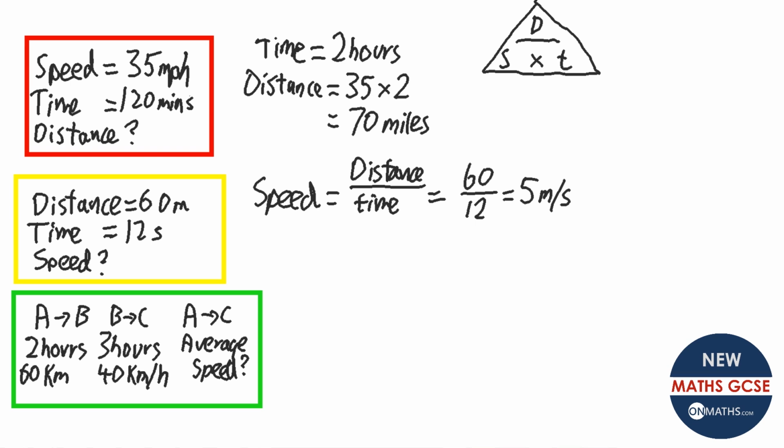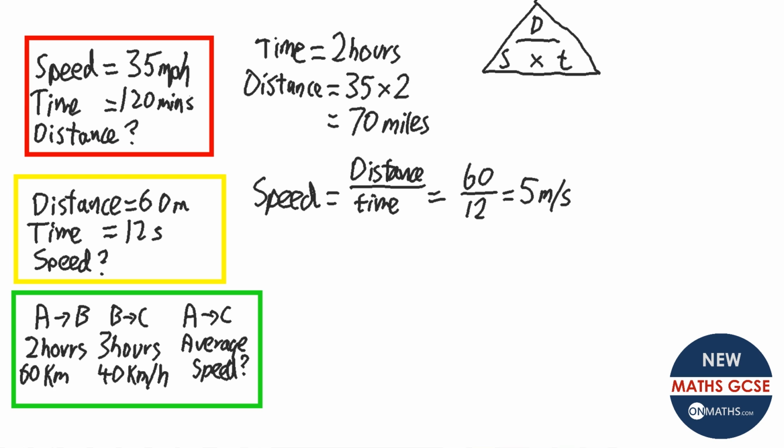Now this last question is quite a complicated one, and I've tried my best to show the information from a long worded question. So we're travelling from A to B, and it's taking 2 hours, and we're travelling 60 kilometers. Then we're travelling from B to C, it's taking 3 hours, and we're travelling at 40 kilometers per hour. Then it's asking us to work out the average speed of A to C.